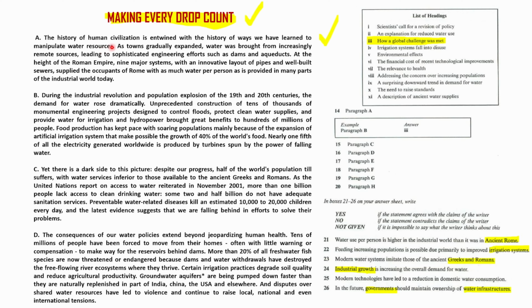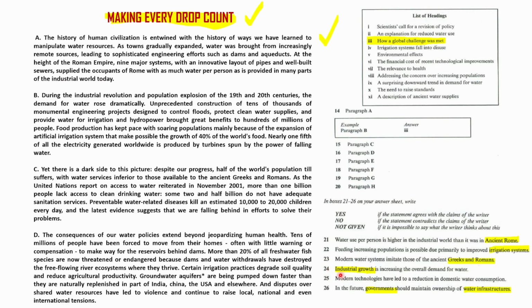Now we know the concept, right? We need to look for contrasting connectors here. We do not find any contrasting connectors. That means this idea is supported by all of the sentences, so you can directly jump to the second or third sentence or the last one. Let's look at the last sentence: at the height of the Roman Empire, nine major systems with innovative layouts of pipes and well-built sewers supplied the occupants of Rome with as much water as is provided in many parts of the industrial world today. So it's talking about human civilization and water resources, supplying the Roman Empire and linking it with today's industrial world, right?